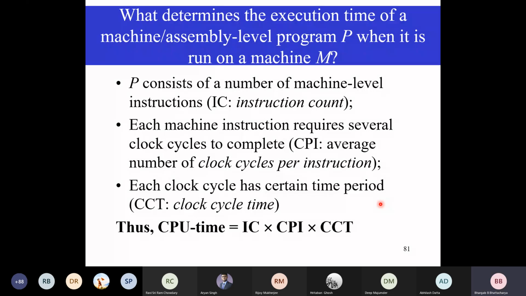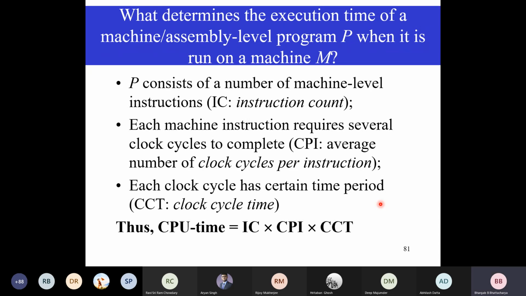Because in actual practice, depending on the nature of instructions, the number of memory accesses may differ. The memory may slow down, there may be cache misses and so on. So there are many issues. So exact computation is not possible unless you are in real time. This gives an approximate idea in the estimation of CPU time that depends on 3 parameters, right? The instruction count at the machine level, the average number of clock cycles per instruction, and CCT.